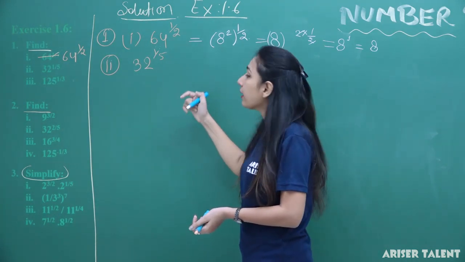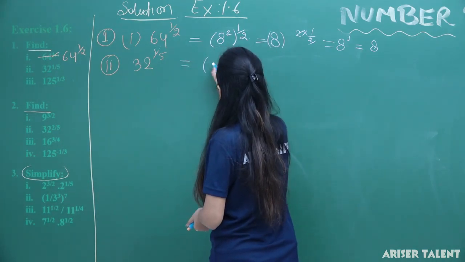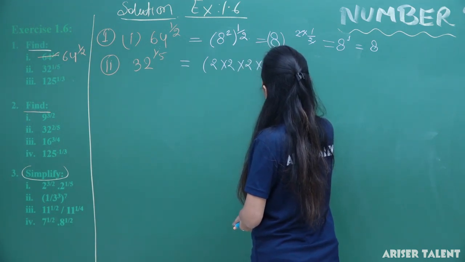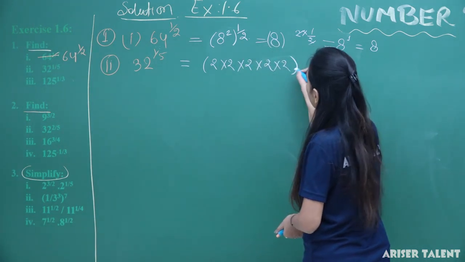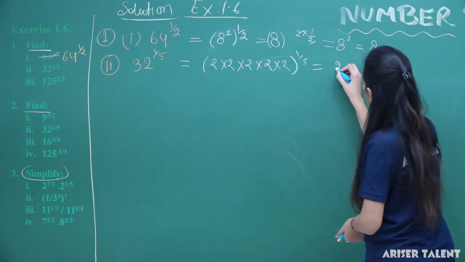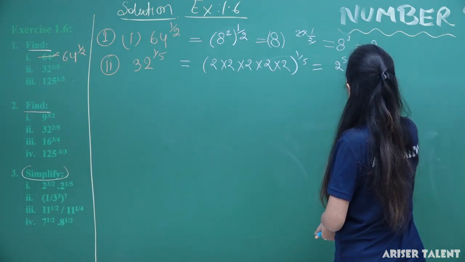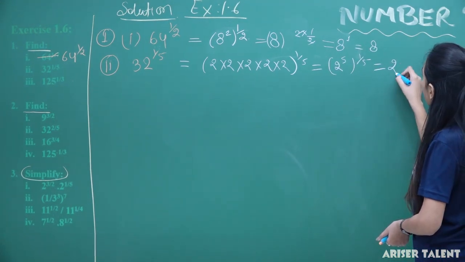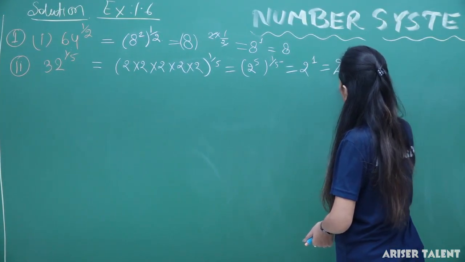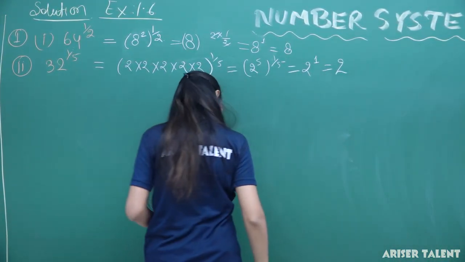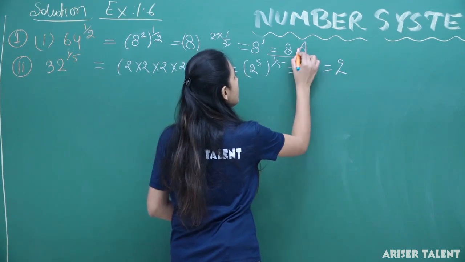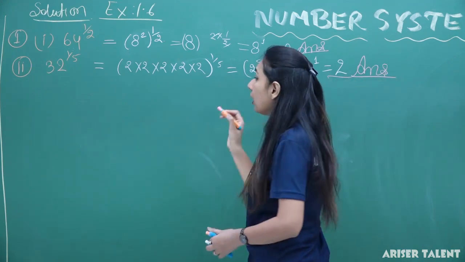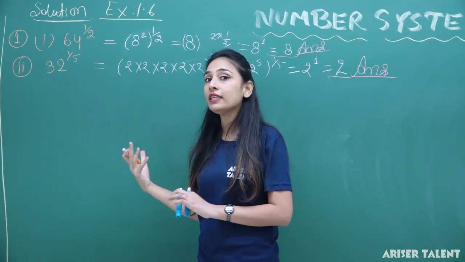Simply 32. You can calculate it here also: 2 multiplied by 2 multiplied by 2 multiplied by 2 multiplied by 2. Then 1 by 5, so 2 raised to power 5 by 1 by 5, and by the same formula that will be 2 raised to power 1. So the answer will be 2. Right or wrong? So your first answer is 8, your second answer is 2. Now you know how easy it is to solve these questions.